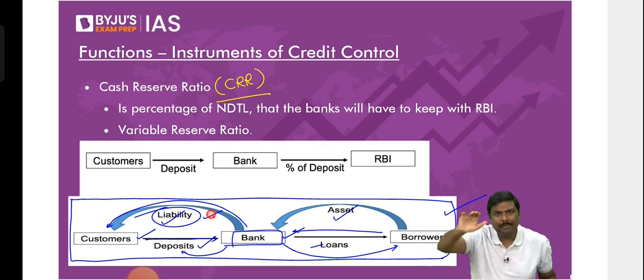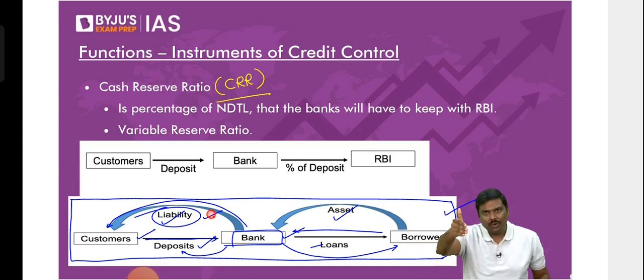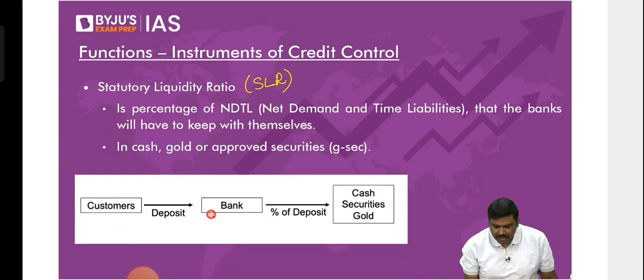Will the bank give you that money back? Of course, yes. Along with interest, by the way. So that is a liability for a bank. And if a bank has given a loan to you, they will collect back this amount along with interest. That is an asset for the bank. Now have a look at this very carefully.